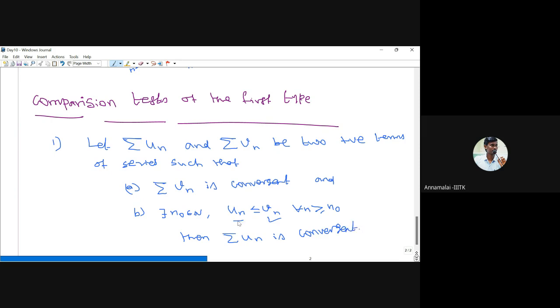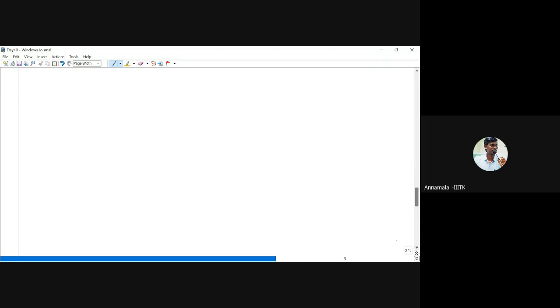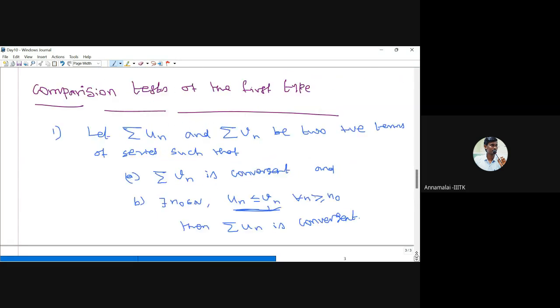It need not happen for every n. Maybe except for some finite number of terms, this happens. Then the summation un is convergent. If the bigger series is convergent, then the smaller series is convergent. If the smaller series is divergent, then the bigger one is divergent. That is the test for divergence. This is the test for convergence.